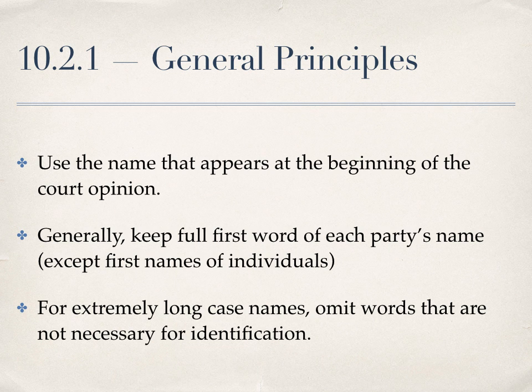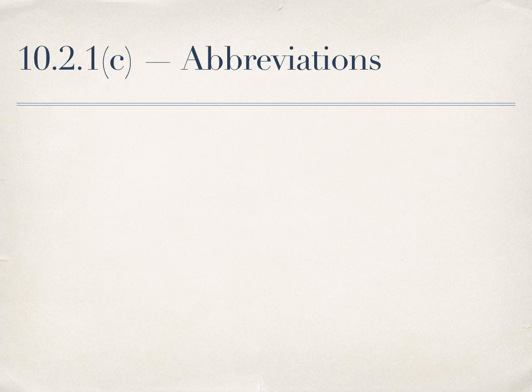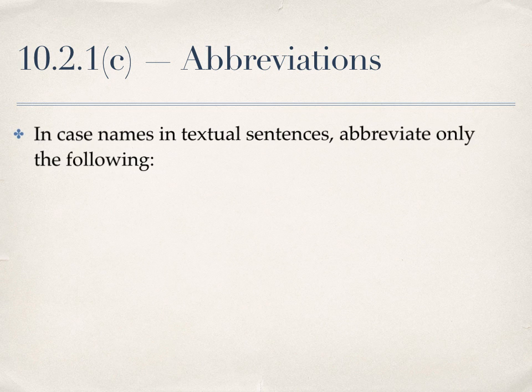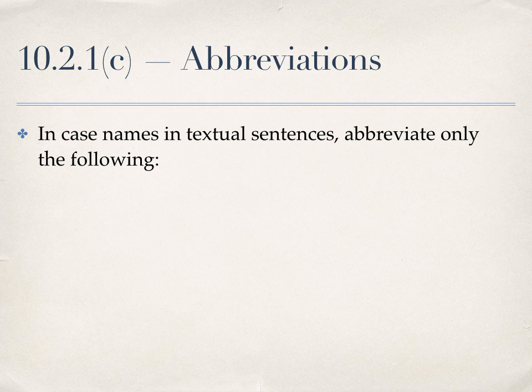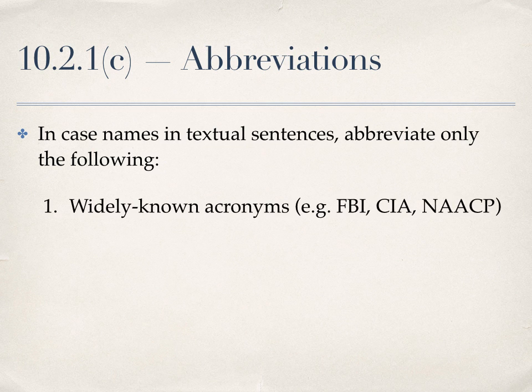So let's take a look at Rule 10.2.1c. 10.2.1c tells us to abbreviate two categories of words. First, abbreviate widely known acronyms. This applies to any organization or entity that is better known or equally known by its letters rather than full name. Some examples include the FBI, CIA, NAACP, IBM, and 3M. These abbreviated names do not contain any spaces or periods between the capital letters used to form them.